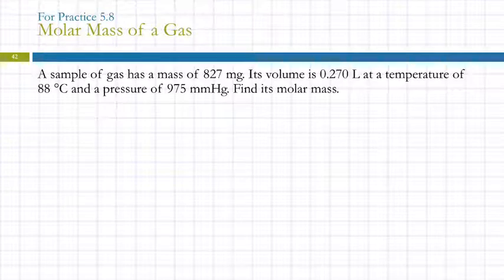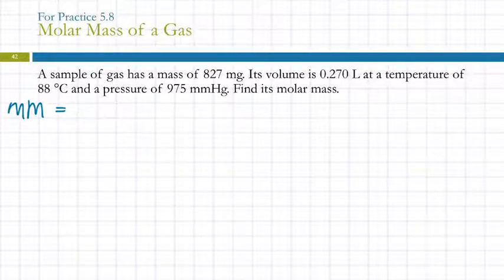So here's an example problem. A sample of gas has a mass of 827 milligrams. Its volume is 0.270 liters at a temperature of 88 degrees Celsius and a pressure of 975 millimeters of mercury. Find its molar mass. So the question here is, what's the molar mass? I'm going to ask myself, well, what is molar mass in general? I usually abbreviate it with a capital M. It's not the molarity M, it's this other M. Let's call it MM, molar mass.